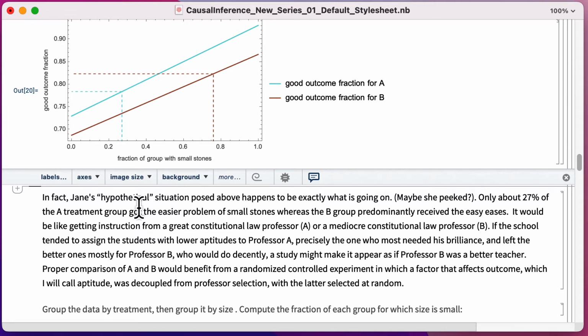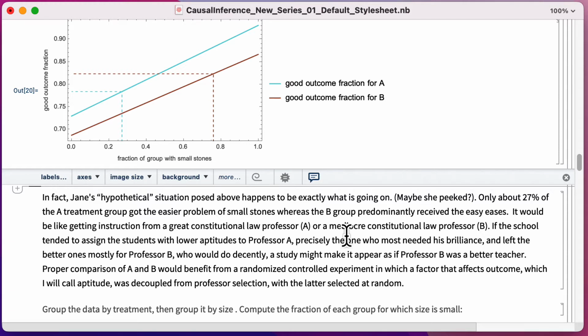You could think of it as the following. Supposing you got instruction from either Professor A, who was a fantastic constitutional law professor, or Professor B, who was only a mediocre constitutional law professor. Now, if Professor A got the students with lower aptitudes, precisely the ones who needed his brilliance, and left the better ones for Professor B, if you did a study of how the students performed, it might end up that it looked as if Professor B was a better teacher than Professor A.